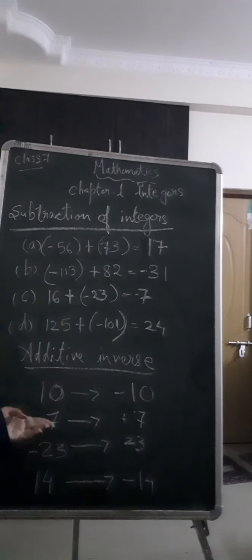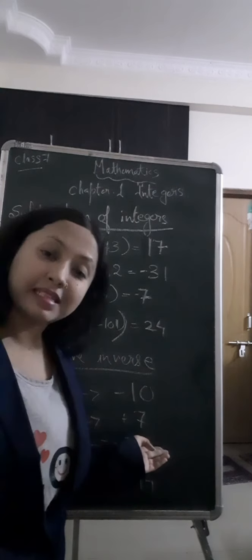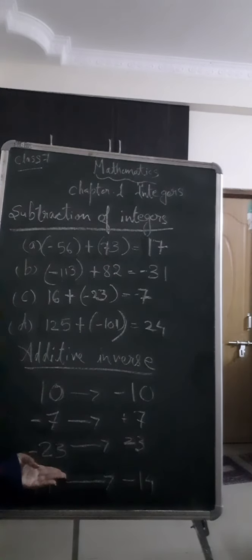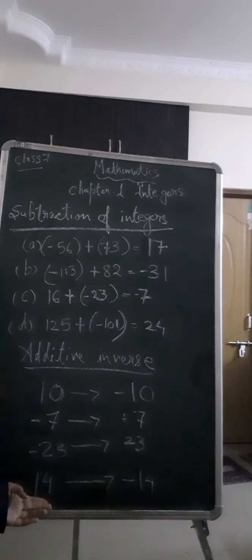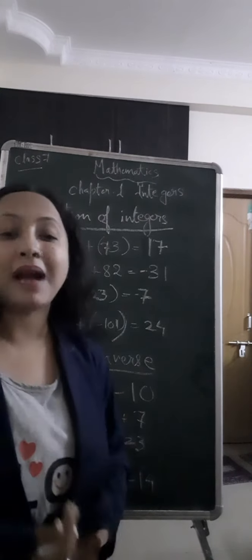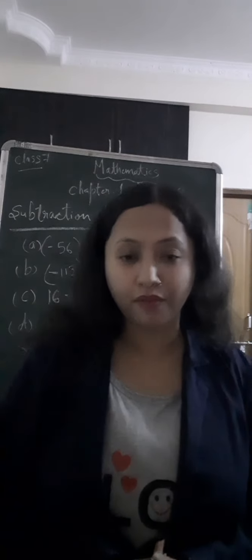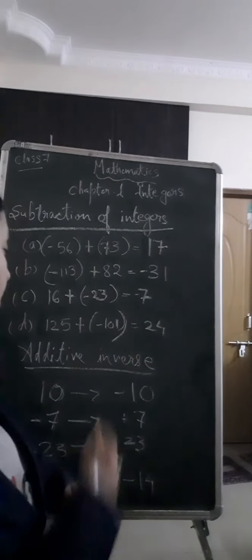Similarly, I have taken minus 7. The additive inverse of minus 7 will be positive 7. Similarly, for minus 23, the additive inverse of minus 23 will be positive 23. Now over here, the additive inverse of positive 14 will be minus 14. So this way we find the additive inverse.